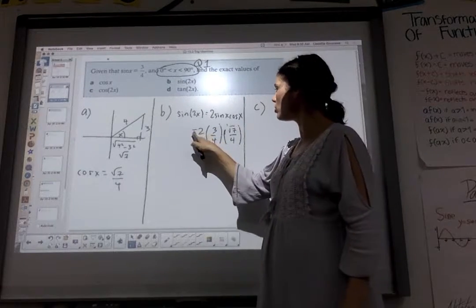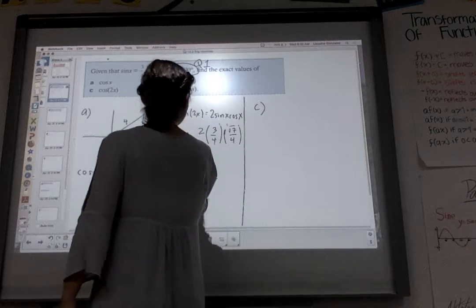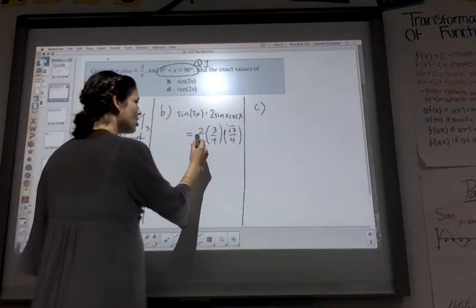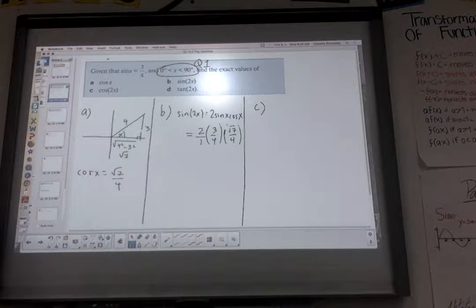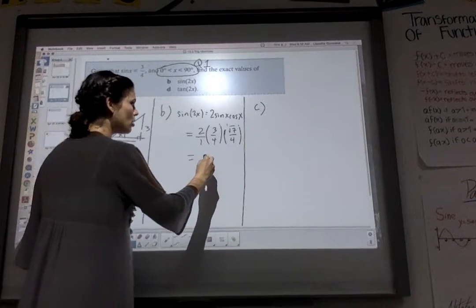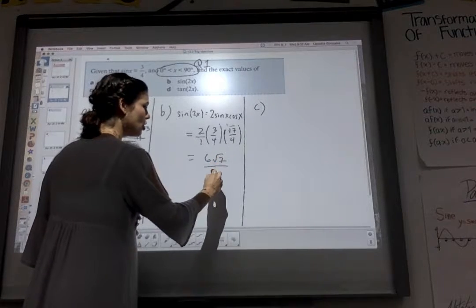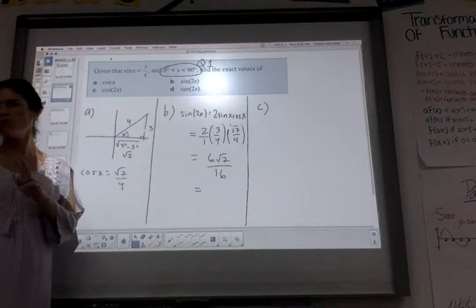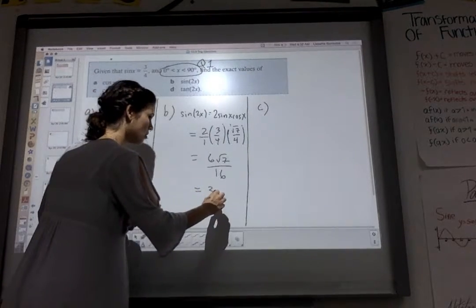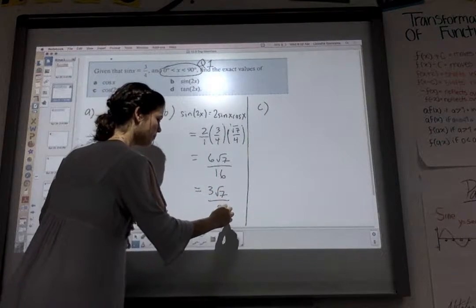And just because some of you still get confused with this, please put the 2 over the 1 so you know you're just multiplying the top by the 2 and not both. 2 times 3 is 6. So 6 square root of 7 over 16. I guess you could reduce by 2. And there you go.